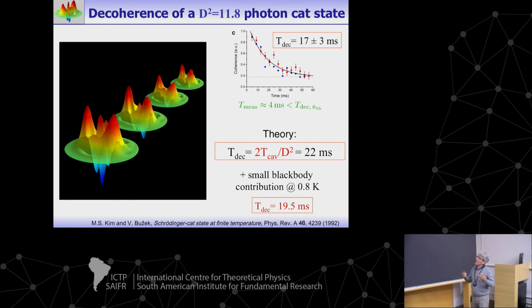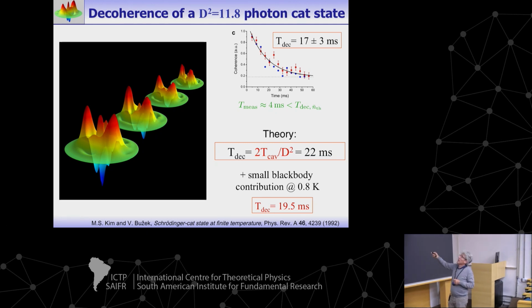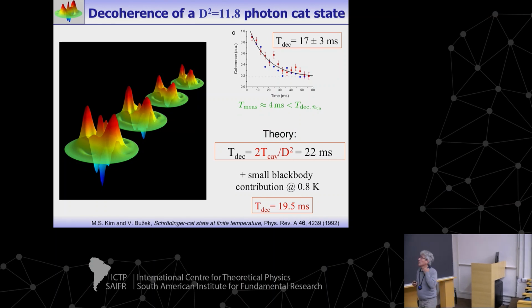So we can extract from the density operator the matrix element corresponding to this coherence and look at its decay as a function of time. As a function of time, you get this curve for the coherence measure from the data. And we fit the data with an exponential fit, giving a decoherence time of 17 milliseconds with some error bar. Then we can go into the theory.